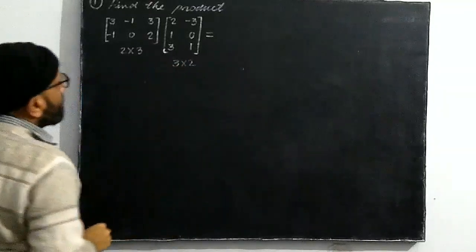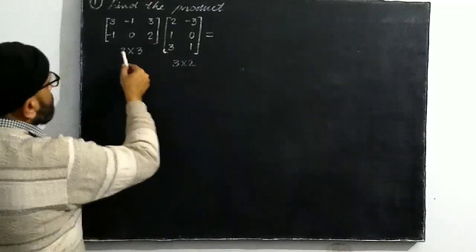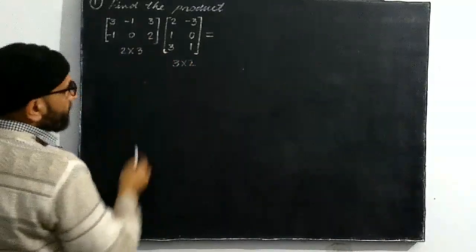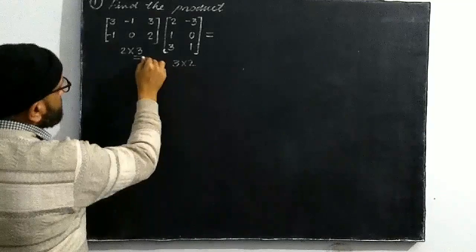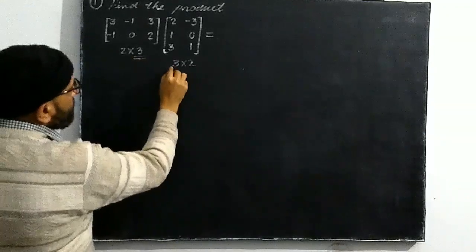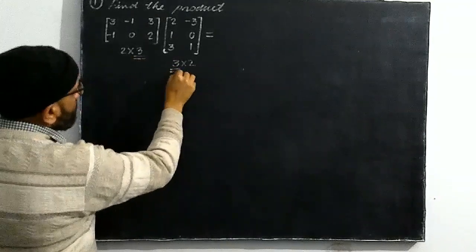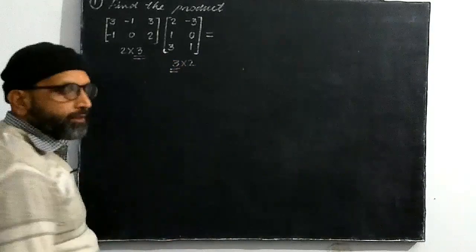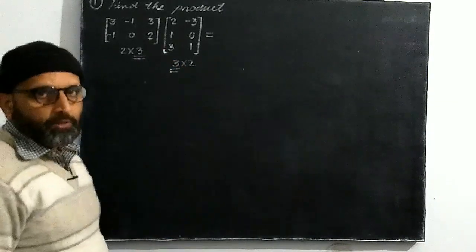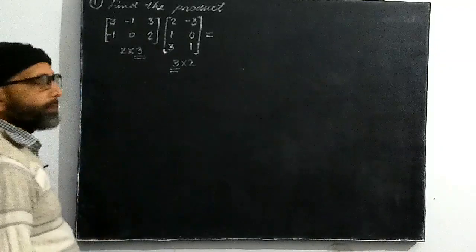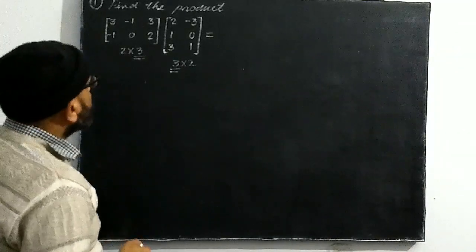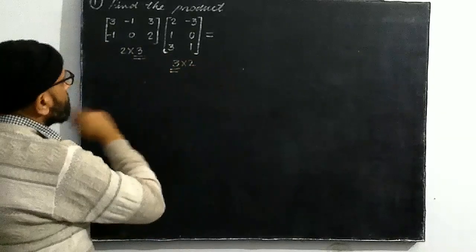And as we know well, the product of two matrices is only possible when the number of columns of the first matrix is exactly equal to the number of rows of the second matrix. Otherwise, multiplication of two matrices will not be possible. So here the criteria for multiplication of two matrices is satisfied, so we may multiply both of them.